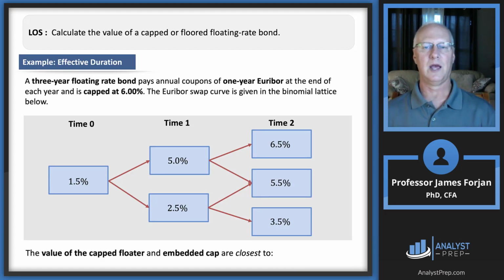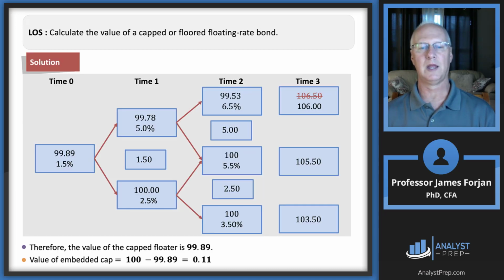All right, so let's go ahead and use our interest rate tree that we did before. We've got a 3-year floating rate bond. They're capped at 6%. So what we want to do is value the capped floater and the embedded cap. So let's go ahead and do some quick math.